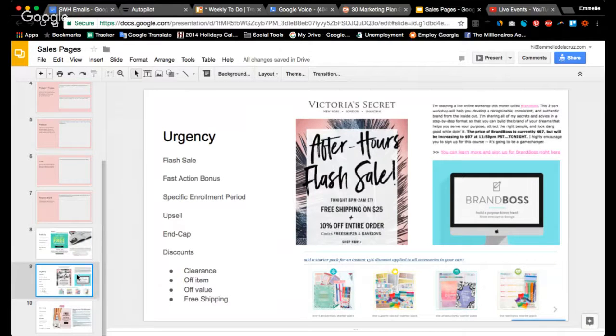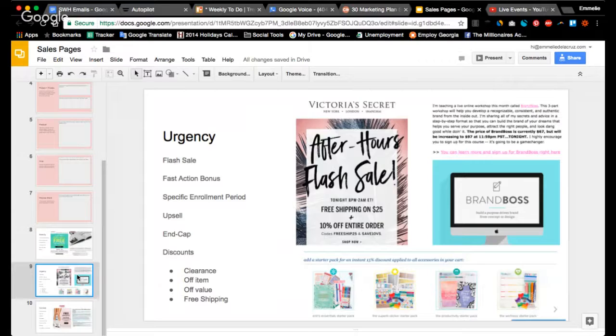Creating a sense of urgency. You want to make people feel like if they don't act now, they'll miss out on something. So is there a flash sale? Is there a fast action bonus? An enrollment period? Is there a way for you to upsell them and sell them something that would normally be $50 for $25 if they purchase it as a bundle?